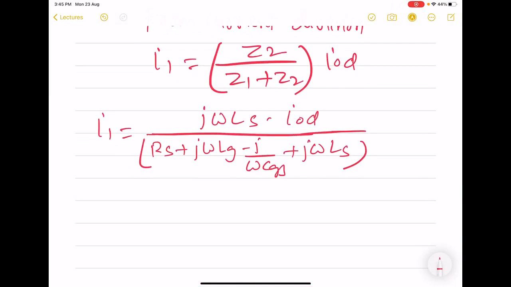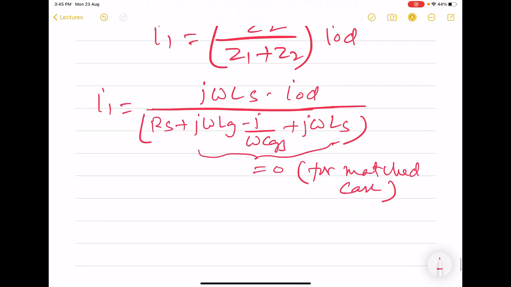And in this denominator, we once again encounter expression 5. Since we are already using this for the match condition, this part is going to be 0. So this is for the match case. For the match case, I1 will become simply j omega Ls into IOD divided by RS.